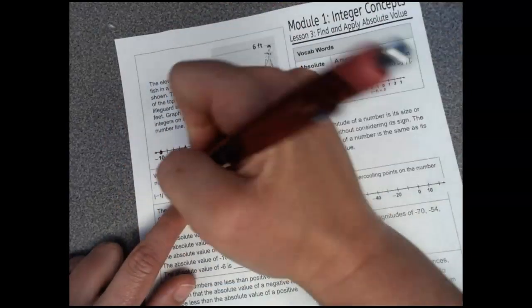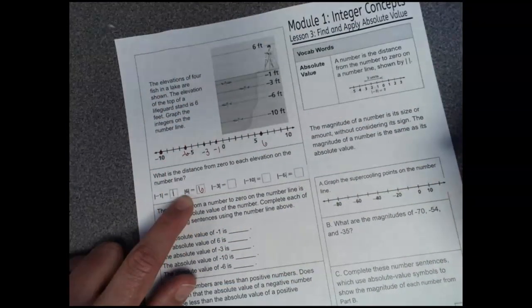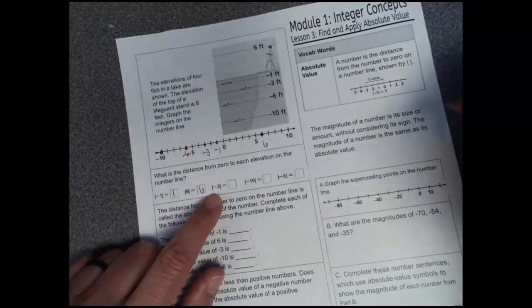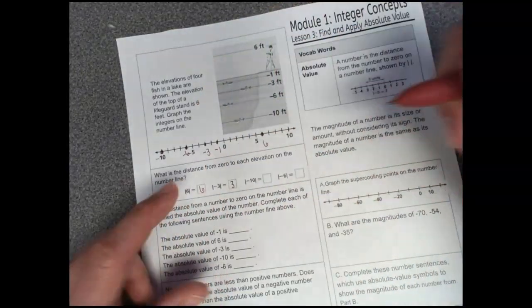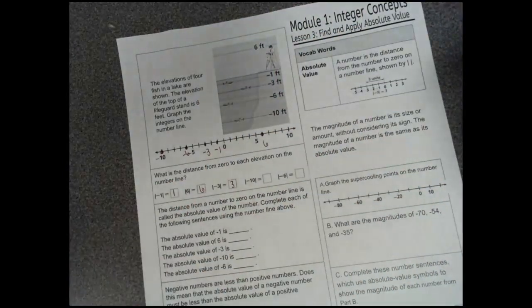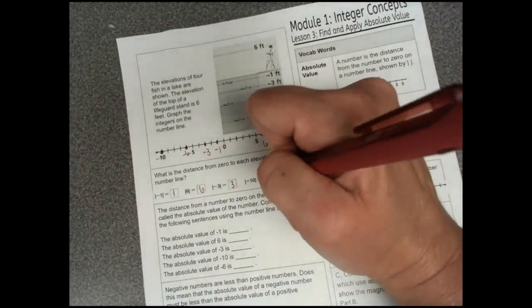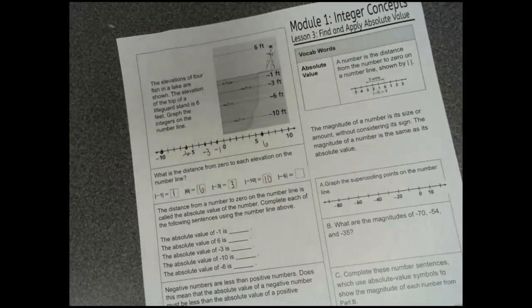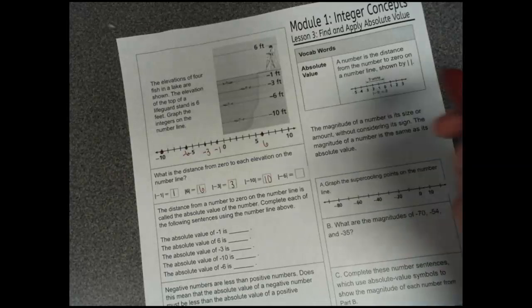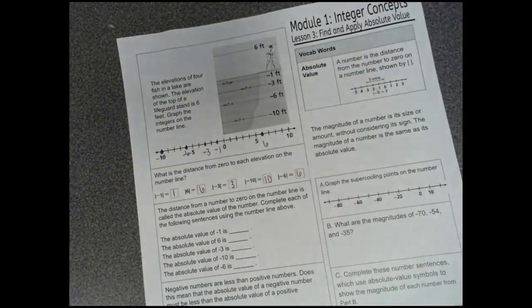The absolute value of 6 is 6, because 6 is 6 spots away from 0. The absolute value of -3 is 3 because -3 is 3 spots away from 0. The absolute value of -10 is 10 because -10 is 10 spots away from 0. And the absolute value of -6 is 6 because -6 is 6 spots away from 0. Absolute values will always be positive.